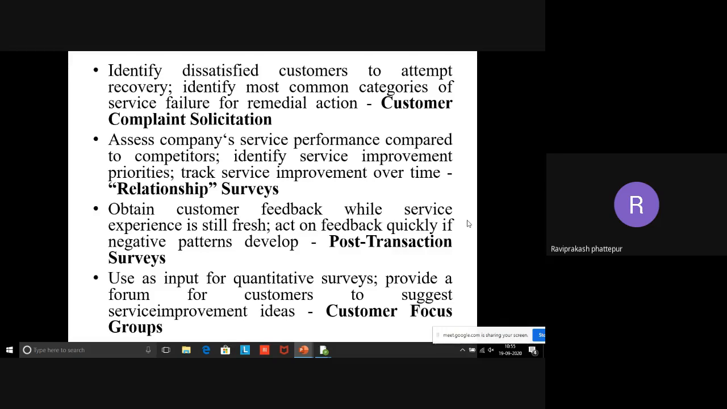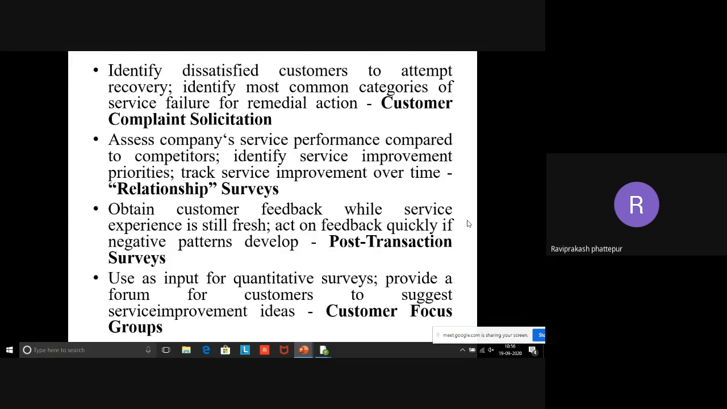The next comes post-transaction surveys. We are collecting the feedback of the customers as and when they are availing the service, so that we'll get to know what needs to be improved, or the things that the customer is satisfied with from the company's point of view. So that is post-transaction surveys. Next, customer focus groups, calling selected customers and asking them questions about the service, where they are having a discussion and giving you the information.